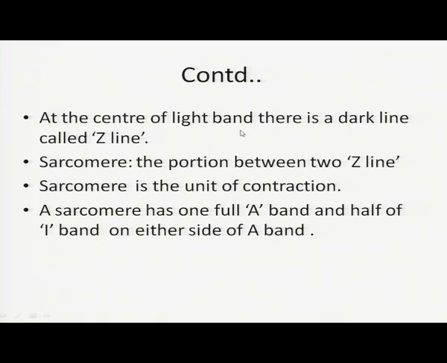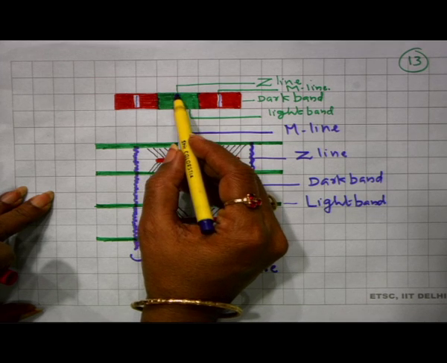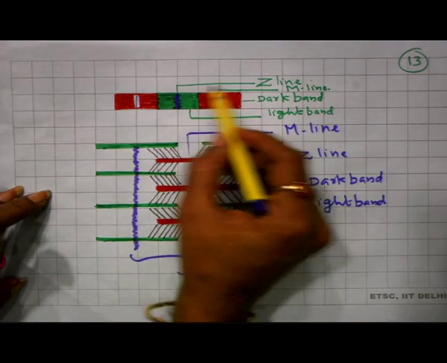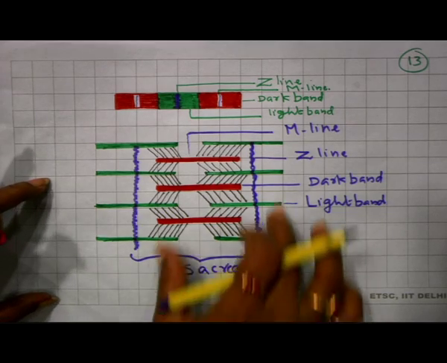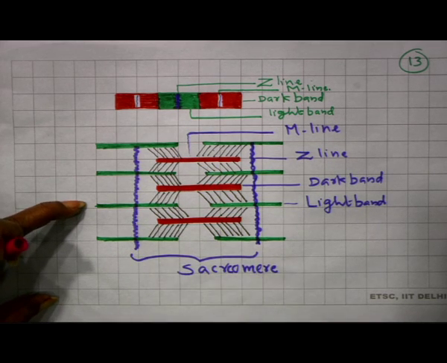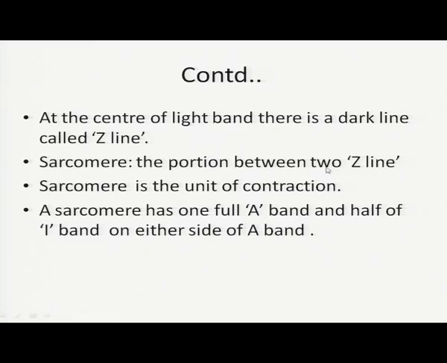At the center of the light band, the I band, here you can see a dark line, and this dark line is known as Z line. Now, here you can see the diagram of a sarcomere, the full diagram, this much portion is known as the sarcomere. Now, what is a sarcomere and what does it comprise? Sarcomere is the portion between two Z lines.